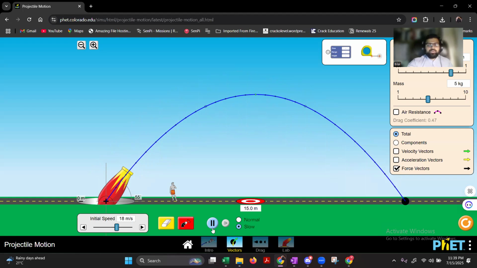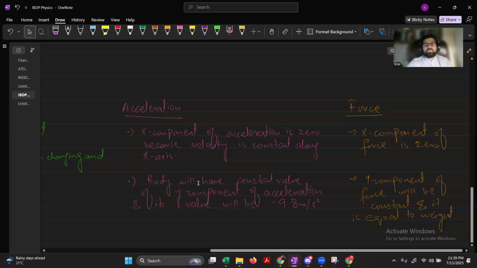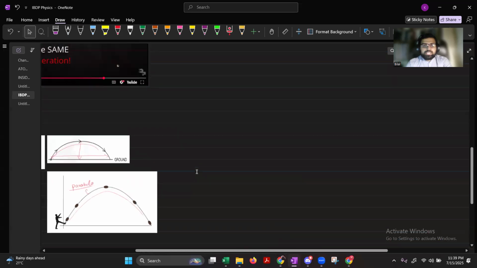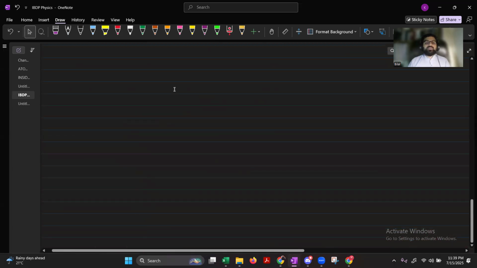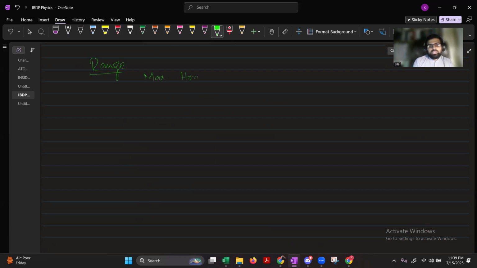Okay. So now I want to go through these terms that I mentioned: range, maximum height, and time of flight. Okay. So first of all, let's talk about range. Range is the maximum horizontal distance covered by a projectile.